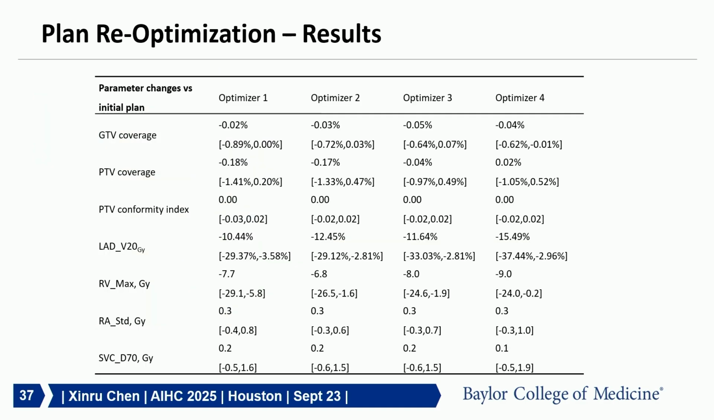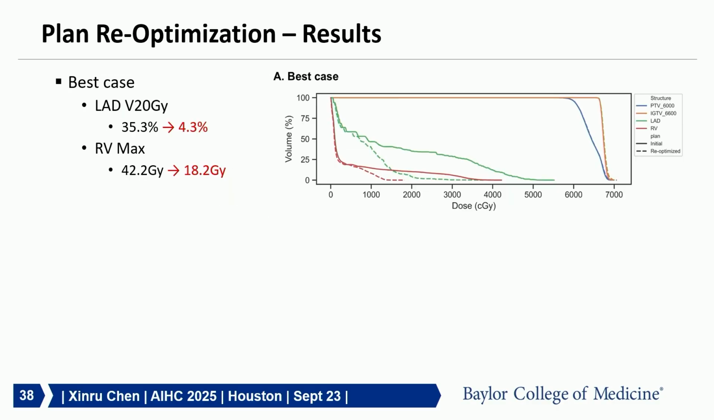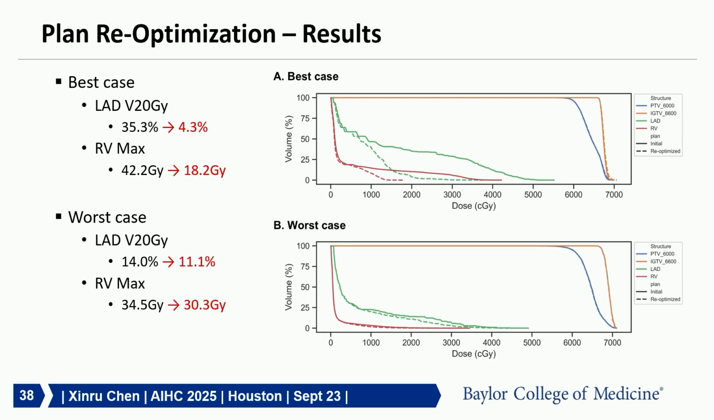So the table here shows the re-optimization results. The best optimizer here achieves a reduction in the LAD-V20 degree of 15% and a 9-degree reduction in the right ventricle maximum dose. At the same time, there's minor change in the tumor coverage, and all the other organs at risk constraints are satisfied. And the figure here shows the best case where the LAD-V20 degree reduced from 35% to 4%, and the right ventricle maximum dose reduced from 42 degree to 18 degree. The lower figure shows the worst case where there is minor reduction in the doses, and the performance of this tool actually largely depends on the patient condition.